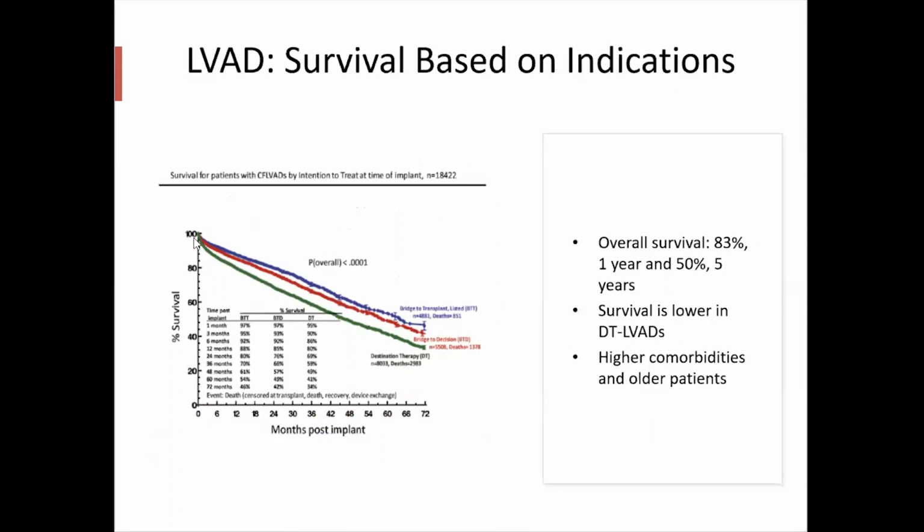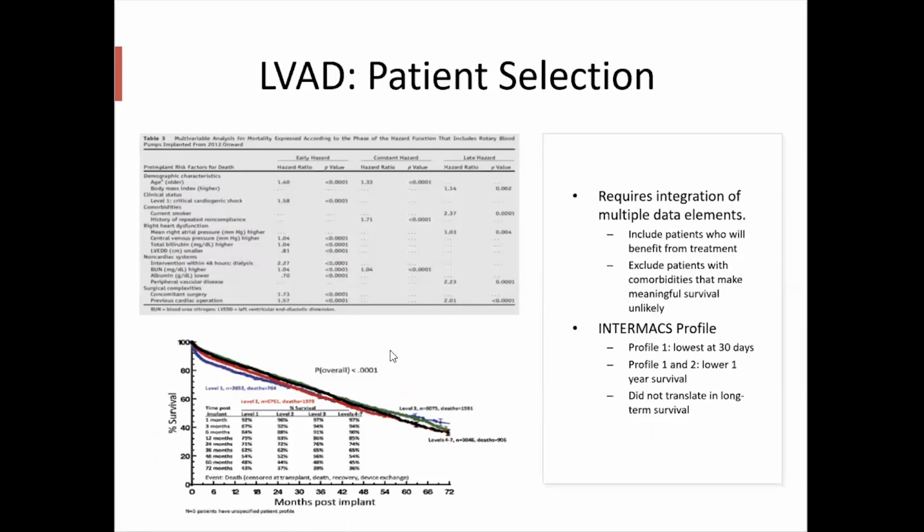Survival is usually lower in the destination therapy patients, the green line, and this is mostly because these are patients who are not a candidate for transplant, so they have higher comorbidities. They're older, they have diabetes, they have renal failure, and they usually do worse than patients with a bridge to transplant. So patient selection obviously is very important in these patients. We want to include the patient who will benefit from the therapy, and we want to exclude the patient who would not add any meaningful survival for this patient.